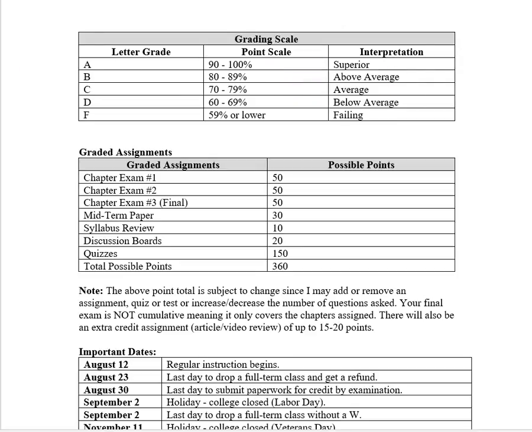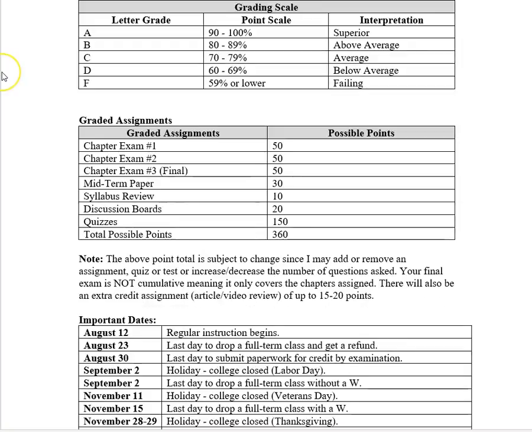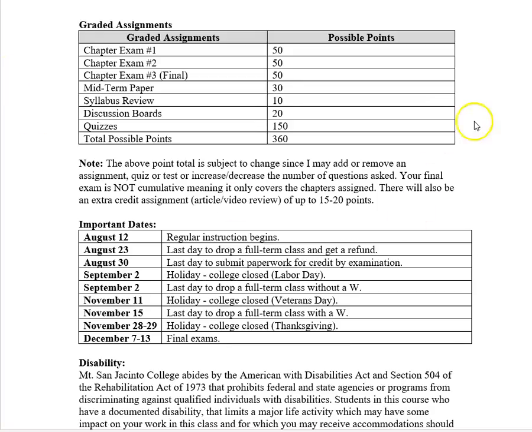So how are we going to grade it all? Well, here's the grading scale. I'm not going to spend a lot of time on that. It's self-explanatory, but I will talk about the amount of assignments that we have.